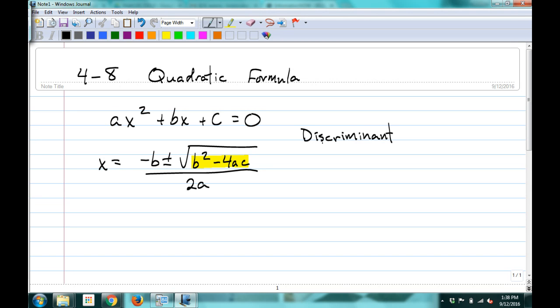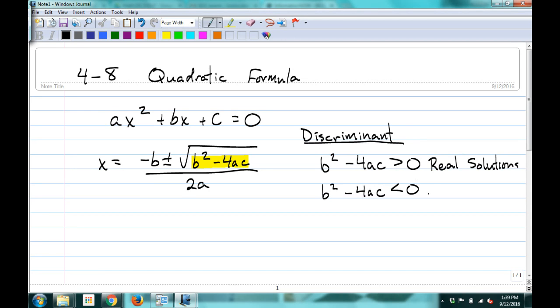The discriminant, the root word for that is discriminate. It discriminates what kind of answers you're going to have based on what that number is that's underneath the square root. If b squared minus 4ac is greater than 0, then we're going to have real solutions. If that is a negative number or less than 0, we're going to have complex.